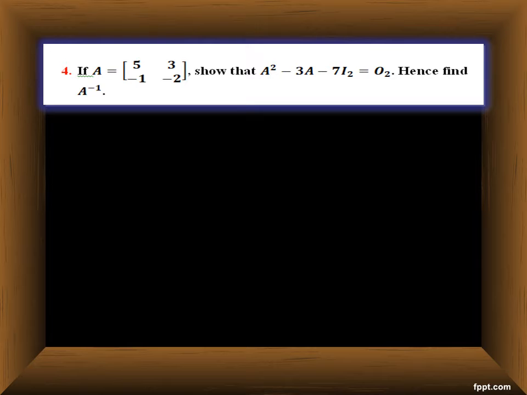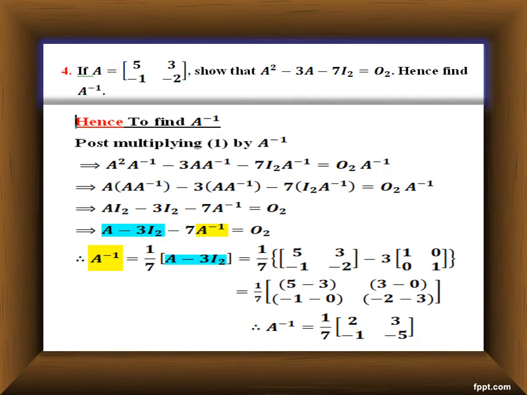Don't use the normal method here, okay? Since the word given is hence find A inverse, we need to use the previous proof, that is whatever was asked in the question to prove. From that result we need to get A inverse. Let us see how to get that. We need to find A inverse using the given show that result.